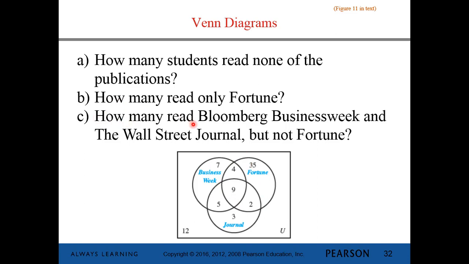And C is how many read Business Week and the Wall Street Journal but not Fortune. So both of these but not these. That's this intersection, but not Fortune. So it's this piece right here, 5. And that's how you do it. The biggest step of doing this is setting up your Venn diagram. Once you set up the Venn diagram, answering questions like these becomes very easy.